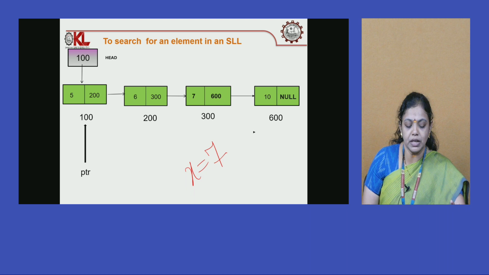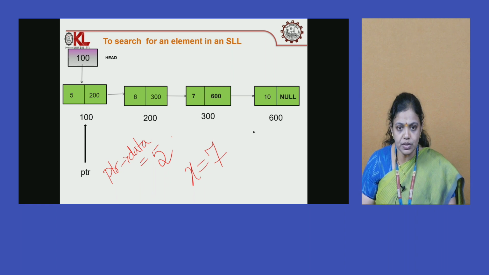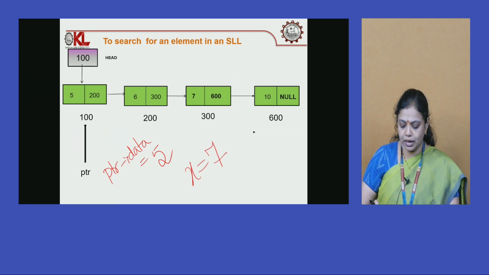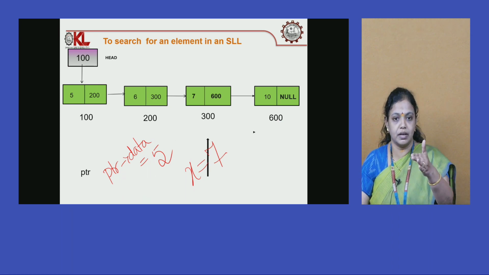Now what is the data of PTR? PTR of data in this case is equal to 5. Is 5 equal to 7? No. So what will I do? PTR is equal to PTR of next. See what I am doing: PTR is equal to PTR of next. Like that it migrates. Am I right or not?